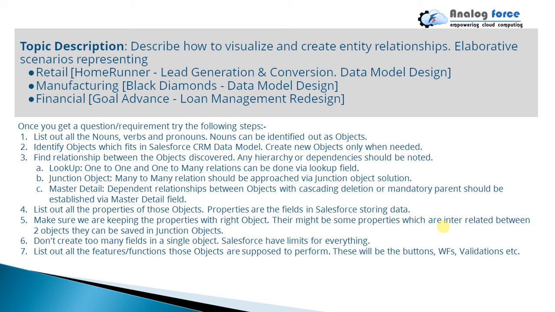Now, once you have noted down all the relationships, the fourth step should be to list out all the properties of those objects. Properties are nothing but the fields in Salesforce for storing data. Fields like rich text area to store information which is graphical in nature.